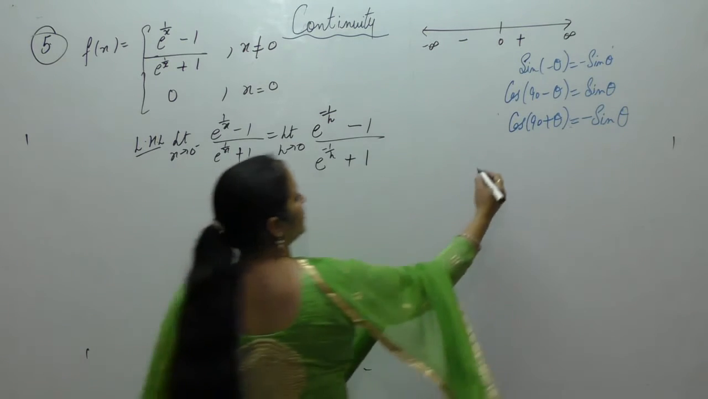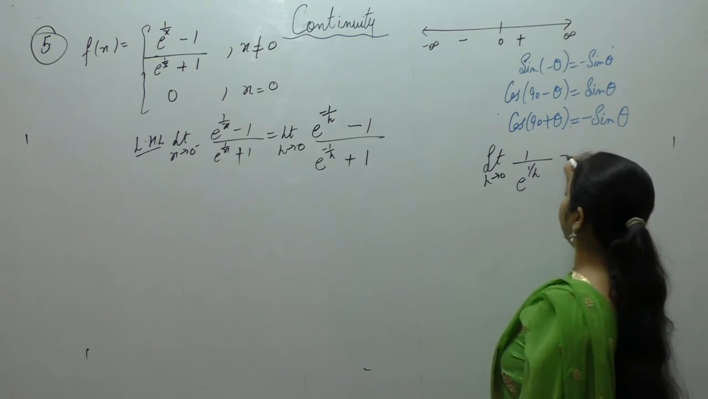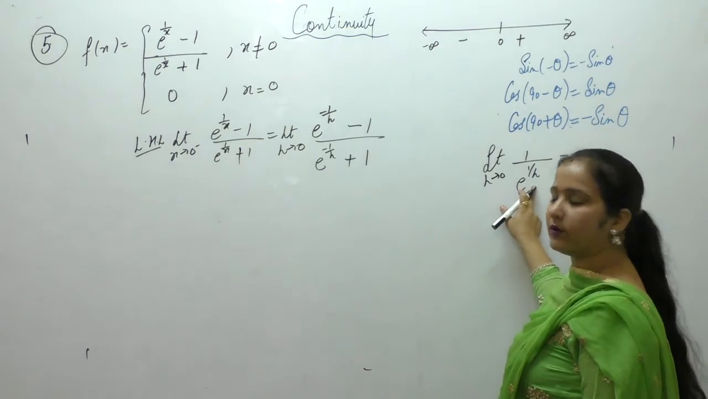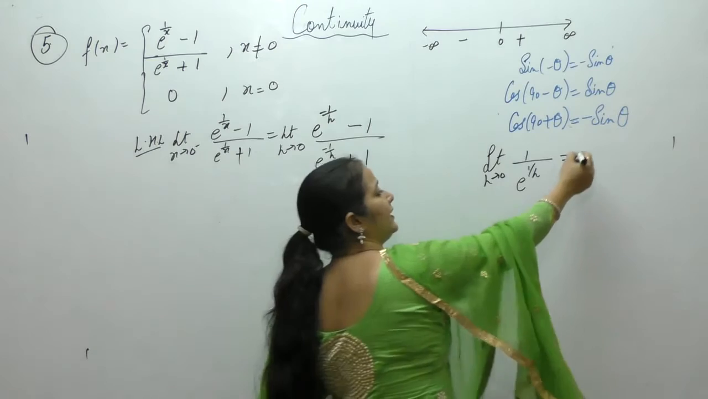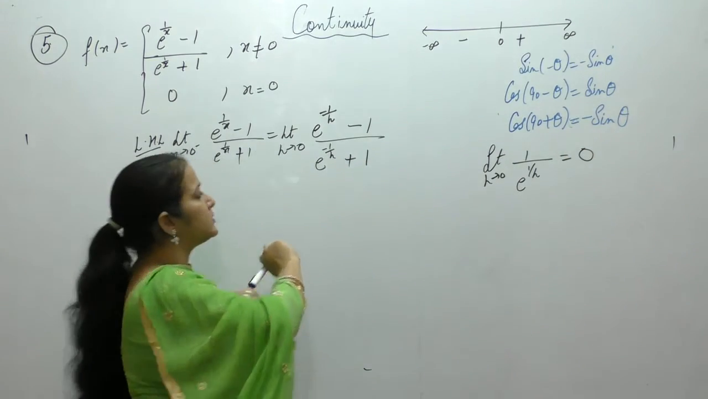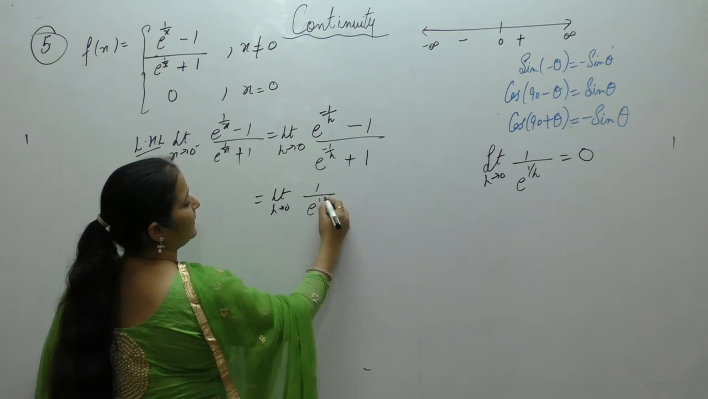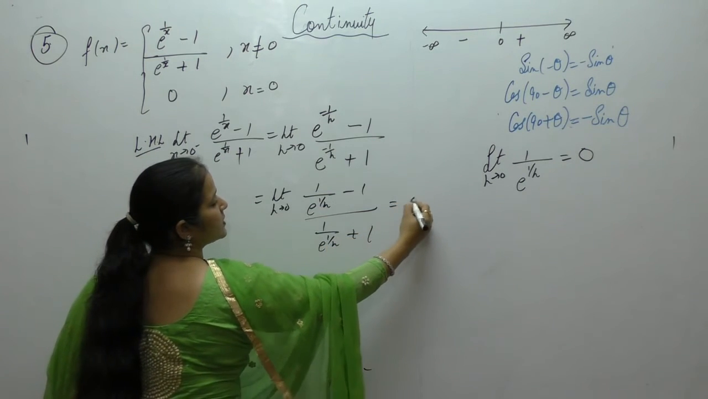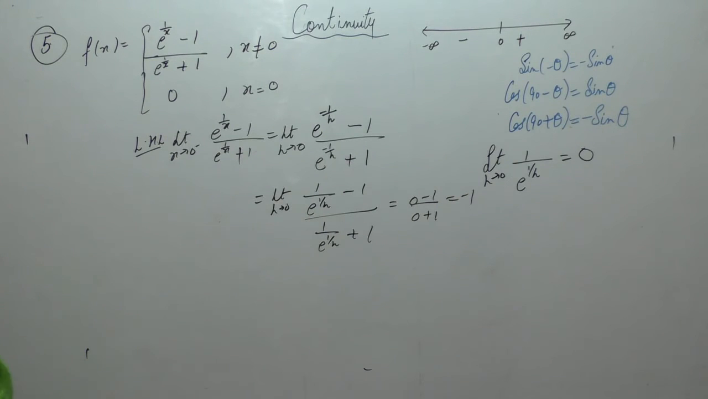We know that limit h tends to 0, 1 upon e power 1 by h. When we put h tends to 0, so 1 upon 0 is infinity, and 1 upon infinity has value equal to 0. So we can write it as 1 upon e power 1 by h. So 0 minus 1 upon 0 plus 1. So we get minus 1.